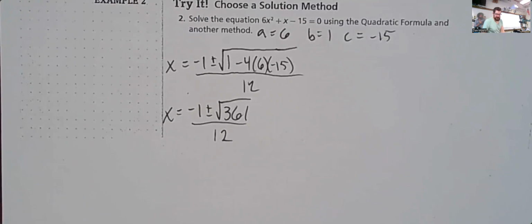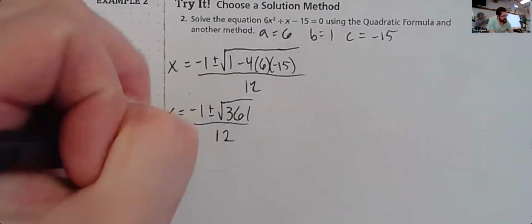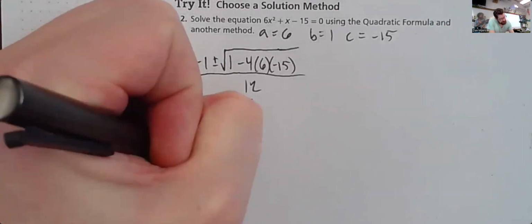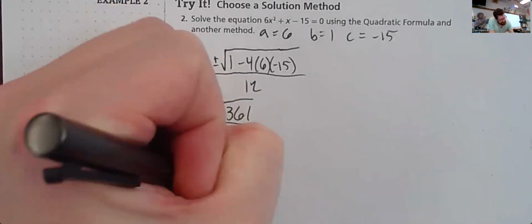Does the square root of 361 have any perfect square factors? What's that? Let's see. It's divisible by 19. Oh, it actually is a perfect square. 361 is a perfect square. That's nice. It's 19 squared. Wow, that's convenient. Okay. So that means x is equal to -1 plus or minus 19 divided by 12.